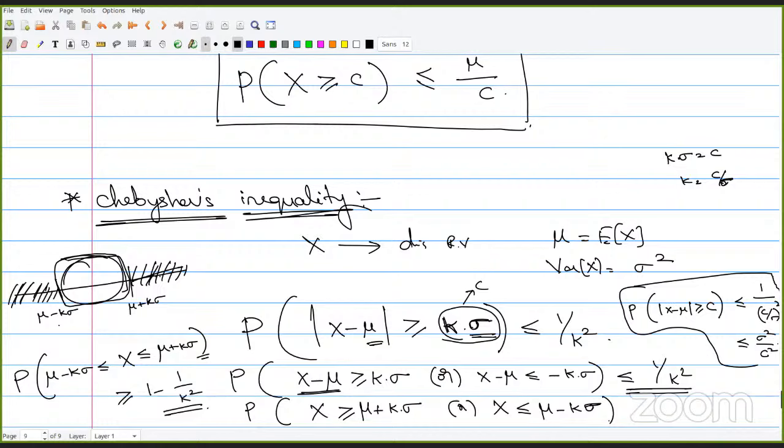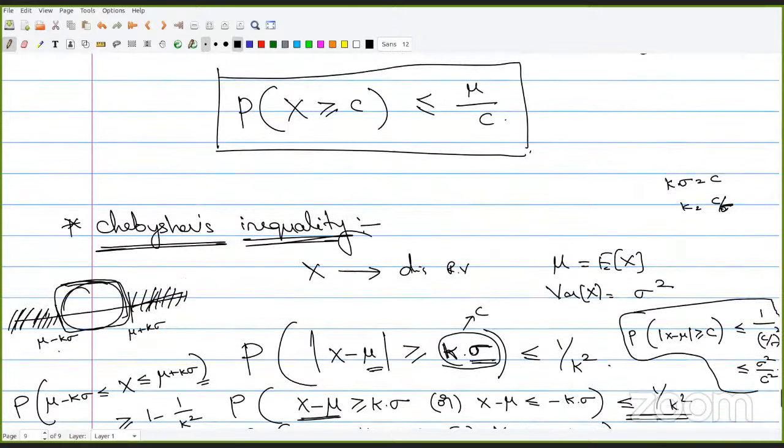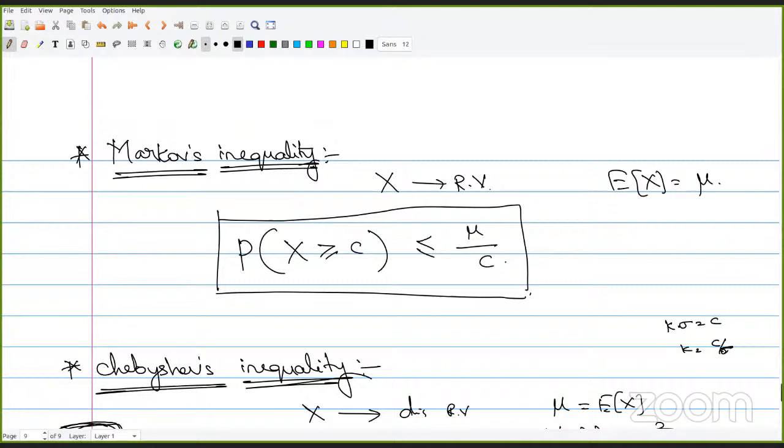Sir, can you please explain upper and lower bound with respect to Markov and Chebyshev? See, if it is less than or equal to, then that will be an upper bound. In your inequality, if it is less than or equal to, that means this probability will be either this or less than that. So the upper bound is nothing but the maximum value this probability can take. What is the maximum probability? Mu by c. So upper bound will be mu by c.